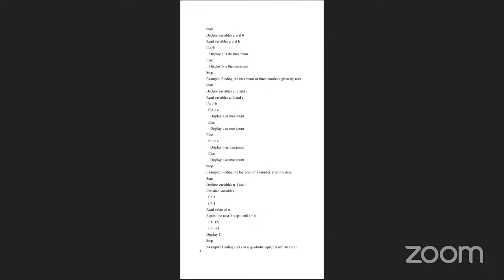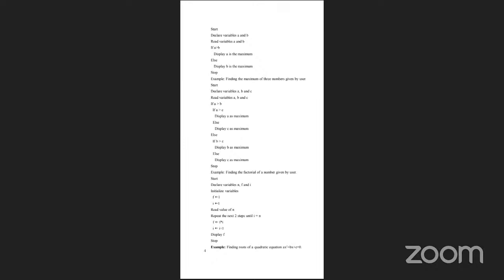This is only one or two variables and bulk of numbers. How can you take an example? Now, the maximum of two numbers given by a user. For example: start, declare variables a and b, read variables a and b. If a is greater than b, display a as maximum, else display b as the maximum. Stop.